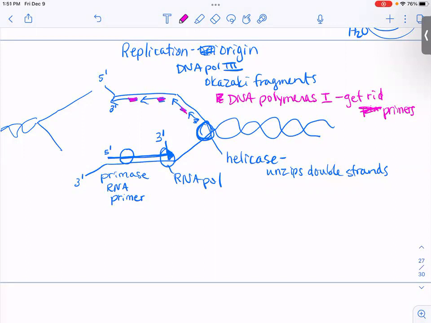One more, what's the last enzyme that seals up the gaps? Ligase. I think I heard somebody say it. And then ligase fills in the gaps. It actually adds a phosphate group around where the DNA polymerase 1 filled in. So again, you have to end up with a continuous strand of DNA.